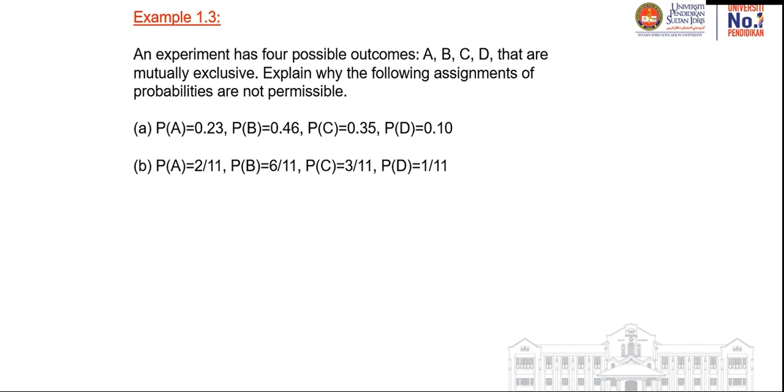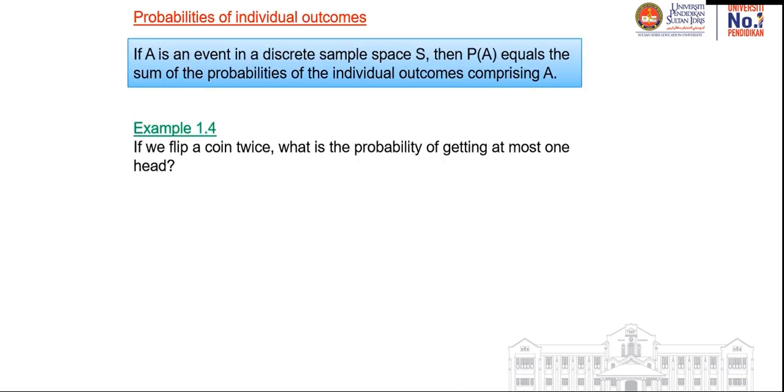Then we check the second property, whether the total is equal to 1. PS equals PA plus PB plus PC plus PD for question B, which is 2 over 11 plus 6 over 11 plus 3 over 11 plus 1 over 11. If you total up, you get 12 over 11, which is obviously greater than 1. That's why the combination of probabilities in B is not permissible. For this case, you need to remember those two most important properties of probability. Next is probability of individual outcomes.